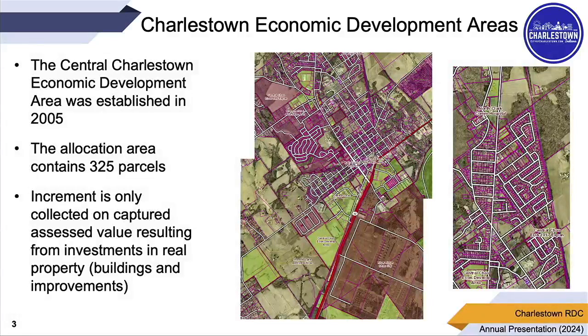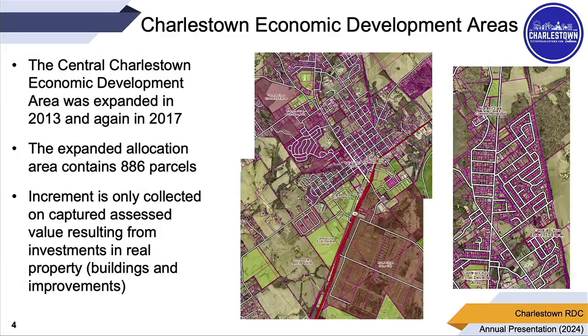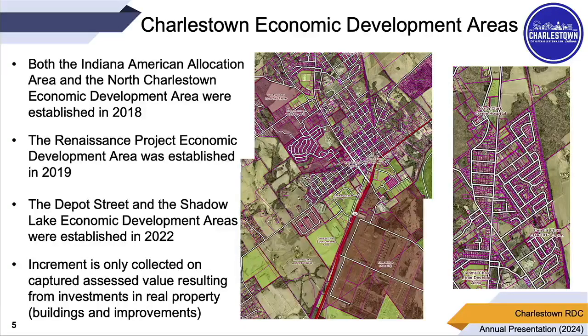The next few slides then talk about the economic development areas of all the different TIF districts that you have. The Central Charlestown TIF is your largest TIF and has the most parcels. Then we also have the Indiana American allocation area, which is the spider TIF that basically encompasses everywhere there's a water line within the city, along with the Renaissance Project Economic Development Area, which is the ARC development here across from the square. That's its own separate allocation area.